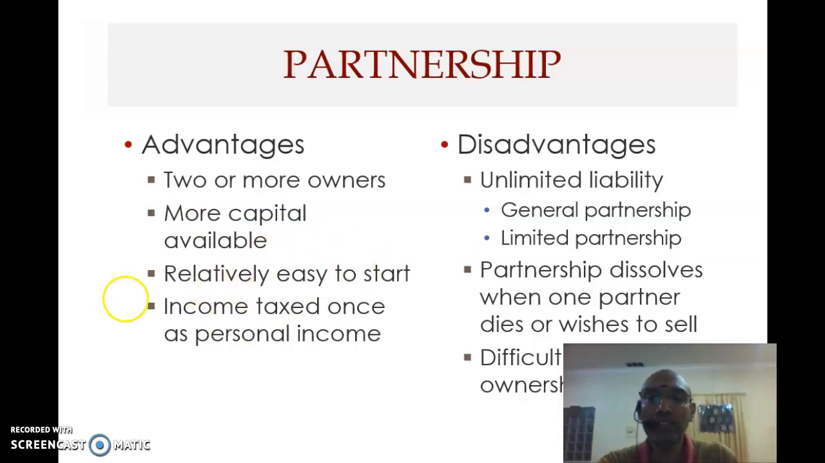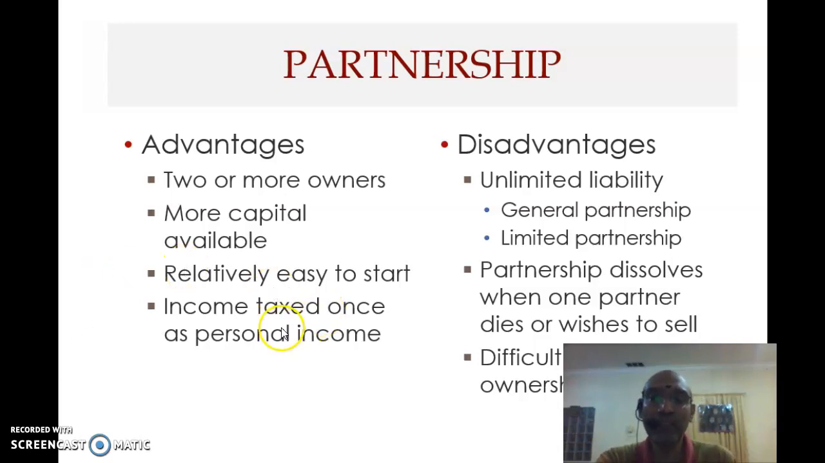And then it's relatively easy to start, just like sole proprietorship. It's quite easy to start. Of course, it's slightly more difficult because you need to have an agreement among the partners. Sole proprietorship is easiest because one person decides and then he or she can start the business.